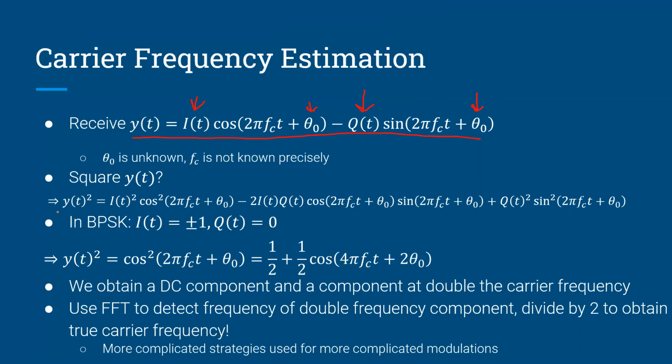Well, we can try squaring y of t. And if we do that, we get this mess here. But if you look at this mess, we can really simplify it in the case of BPSK. With BPSK, we know that the in-phase term is plus or minus 1. The quadrature term is just 0. And if you plug those in, you get this guy right here, which is a lot simpler, right? You just have a cosine squared. And if you use your trig identities, you have 1/2 plus 1/2 of cosine at double the frequency. And of course, you have double the phase as well.